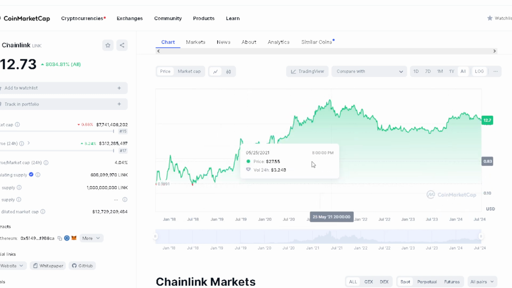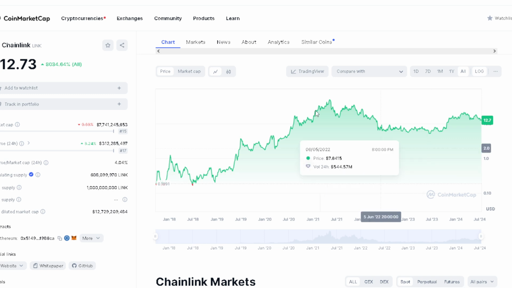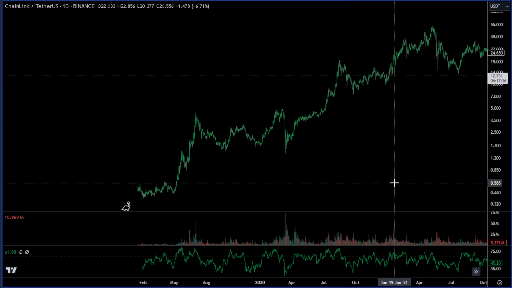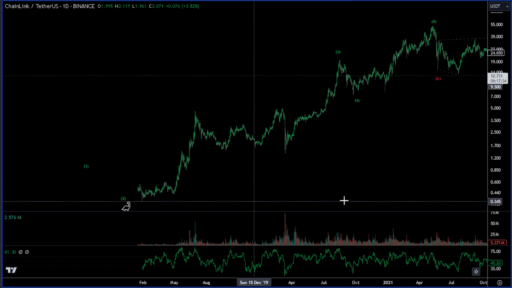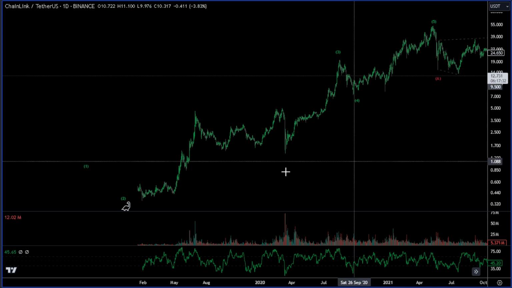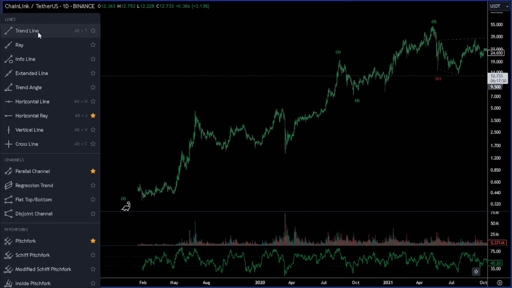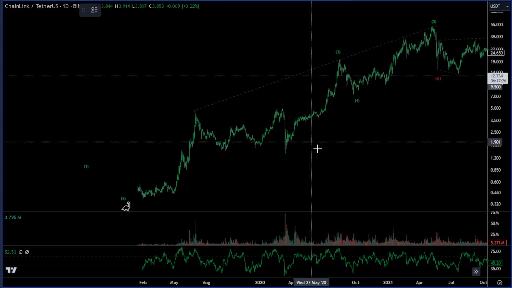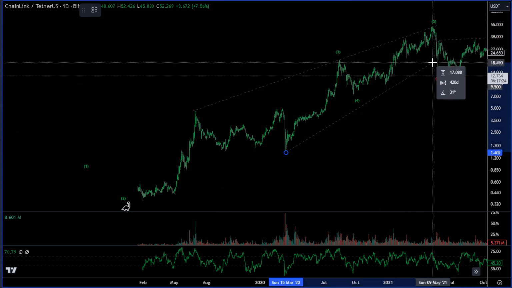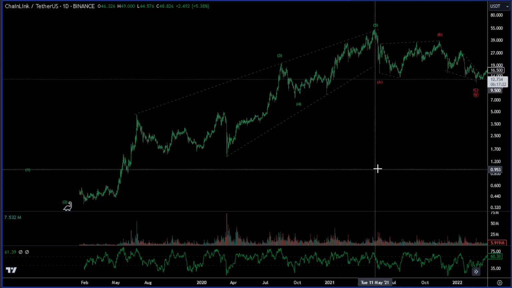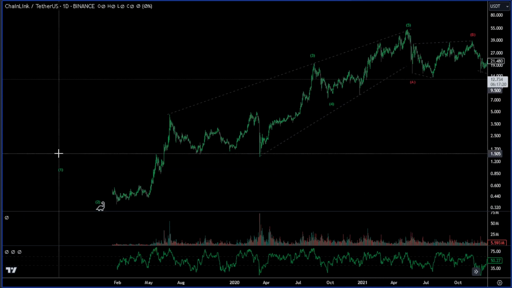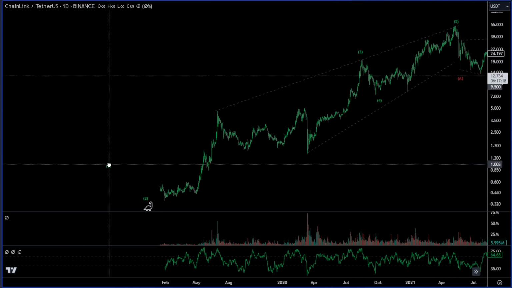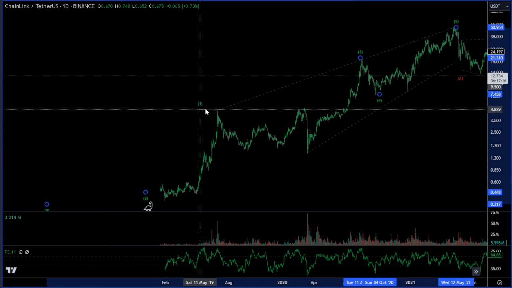And just looking at the shape of this on log scale, I'm torn between impulse or diagonal. Just keep that in mind. So it doesn't really make a huge difference. It's a 5-wave pattern either way. But if you throw on our trend lines here, it does mimic a diagonal pretty nicely. All that would change is this would become a 3-wave over here.